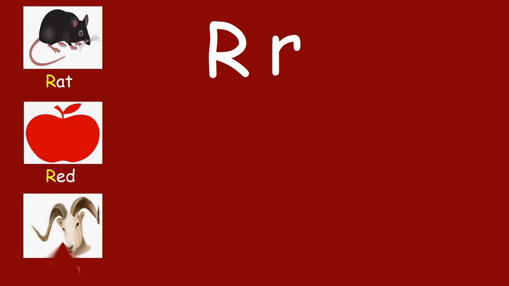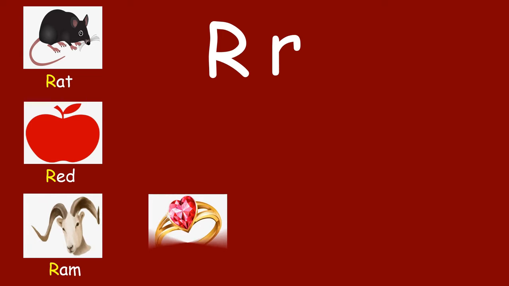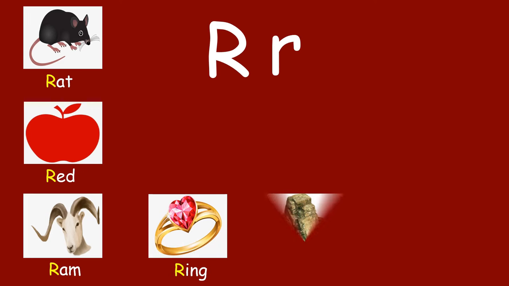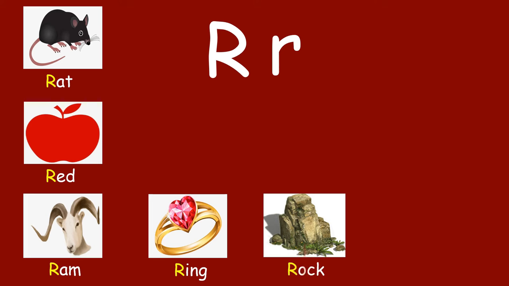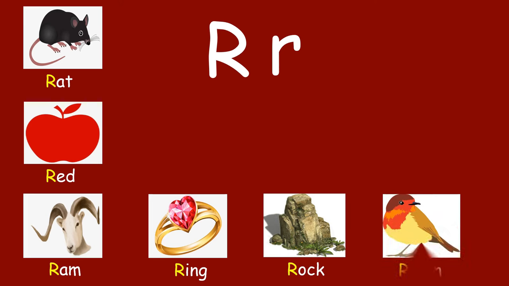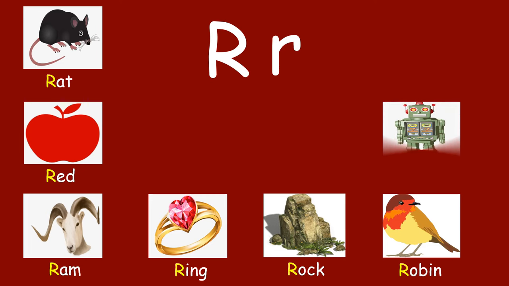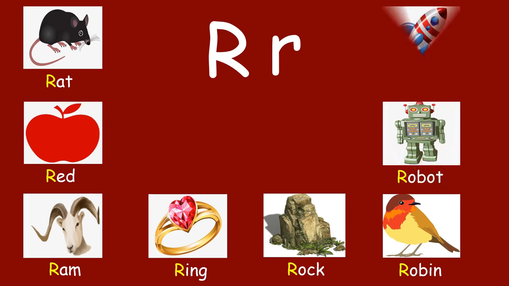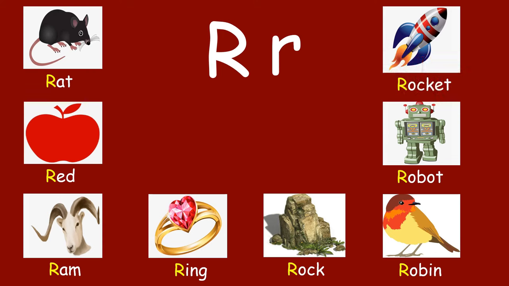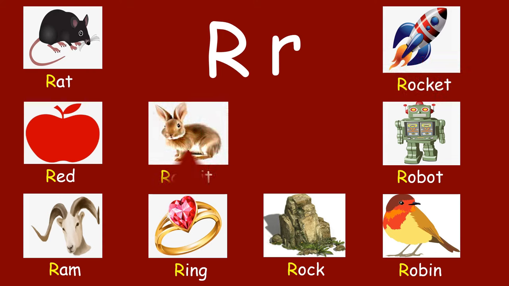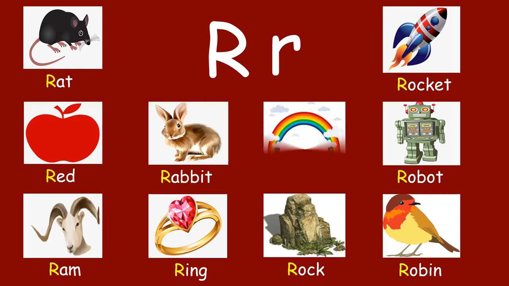The next letter is R. Sound of this letter is R. Rat, red, ram, ring, rock, robin, robot, rocket, rabbit, and rainbow.